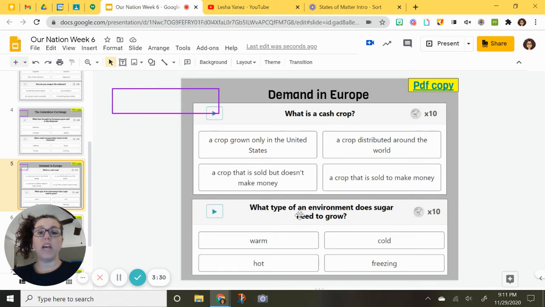Question 2. What type of environment does sugar need to grow? Should the environment be warm, cold, hot, or freezing?